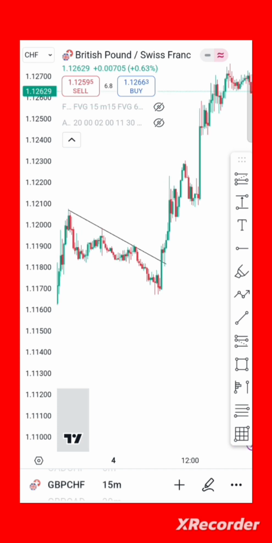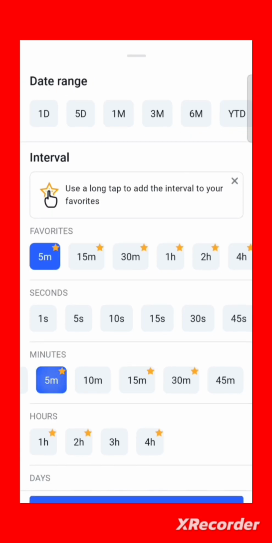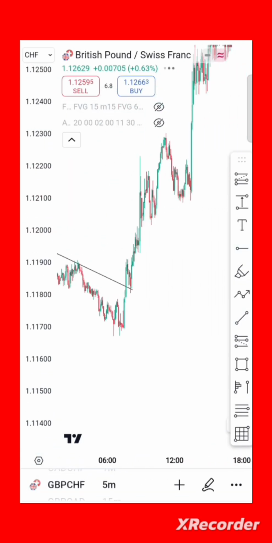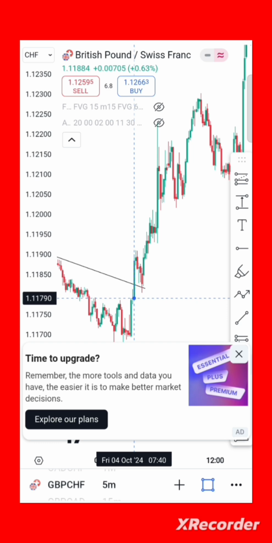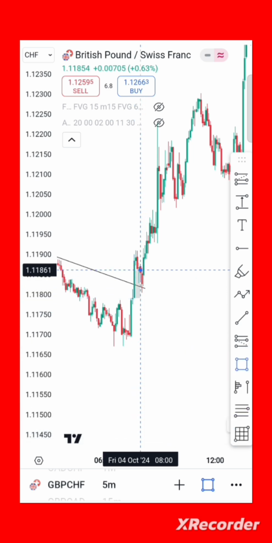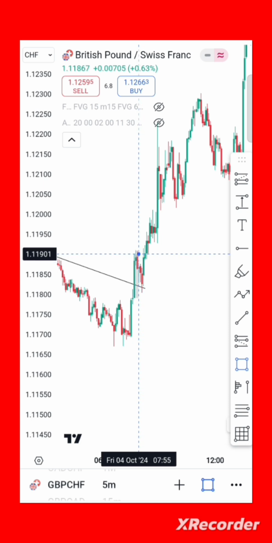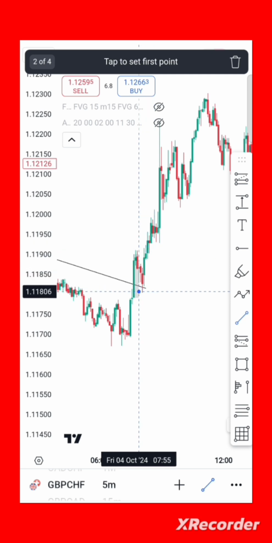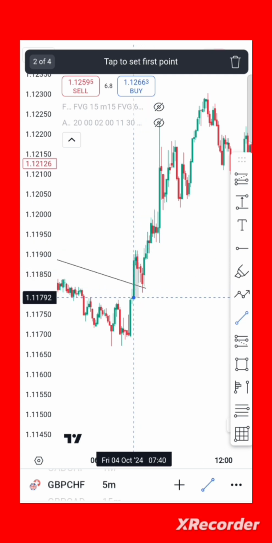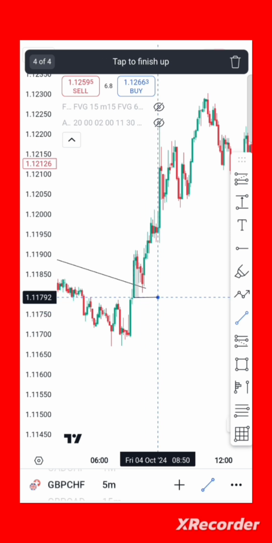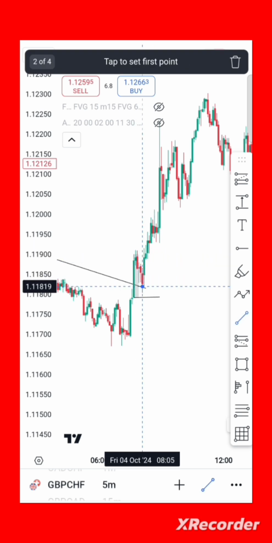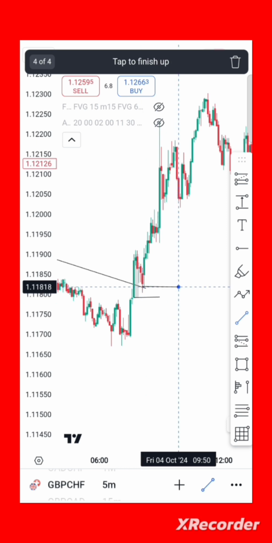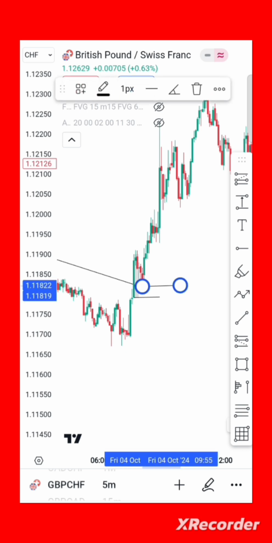So what did I do? I went to the 5 minutes time frame, and I marked this whole candle, the bullish candle, the one that broke the trend line. I put my SL just below it, correct? And I entered on the trend line. So it's called a break and retest pattern. I hope this is clear.